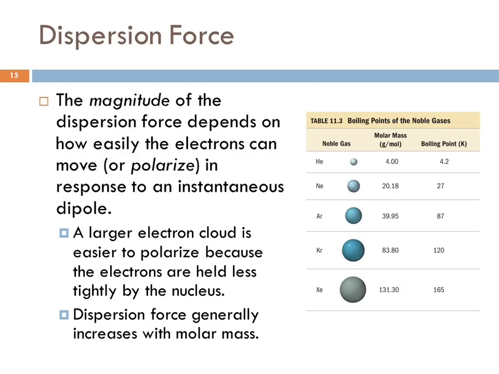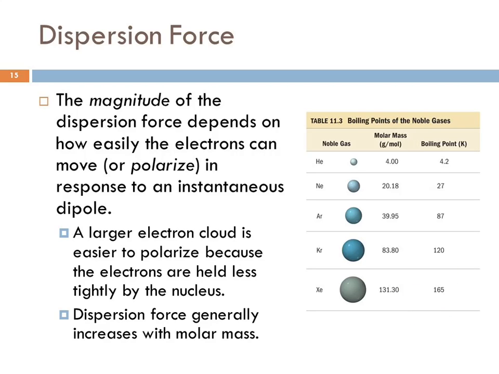Larger molecule, it's easier for that electron cloud to get shifted. So it will form probably more frequently, the instantaneous dipoles, and when they form, they'll be larger. And so we see a larger dispersion force in the larger molecule. And we see this reflected in the boiling points. Helium boils at 4 Kelvin, and xenon at 165 Kelvin.